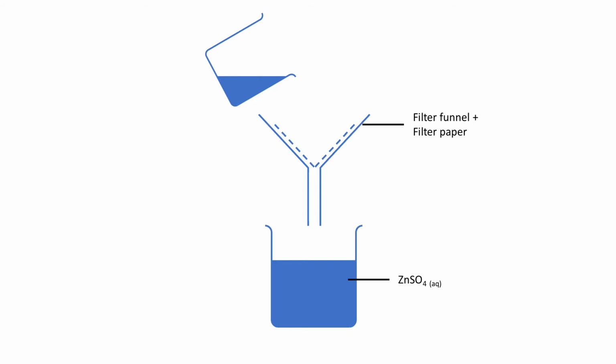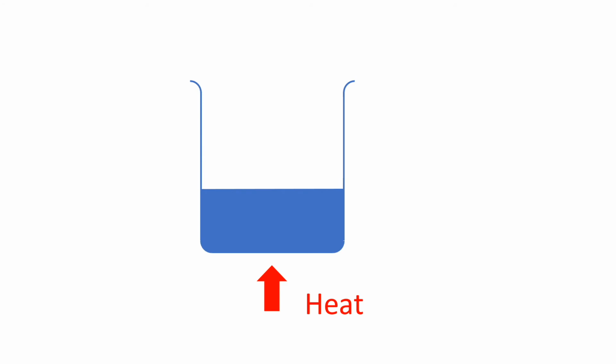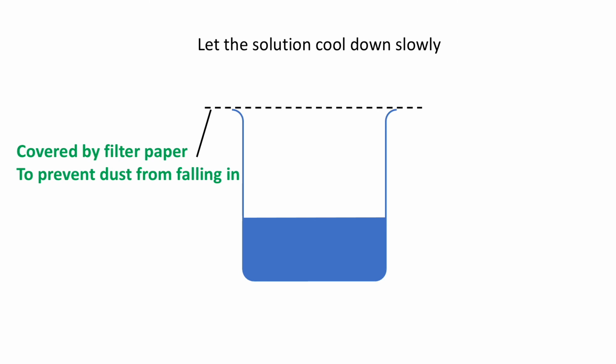Again, we remove the excess solid by using filtration, but this time our target is the filtrate, that is, something that can pass through the filter paper. And then we boil the solution to concentrate. After part of the water is removed, the solution becomes saturated. Then we allow the solution to cool down slowly to make sure we can get large crystals. Meanwhile, a piece of filter paper is used to cover the beaker to make sure there is no dust falling in from outside, but at the same time, the water vapor is allowed to escape.